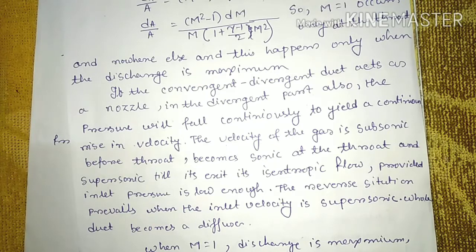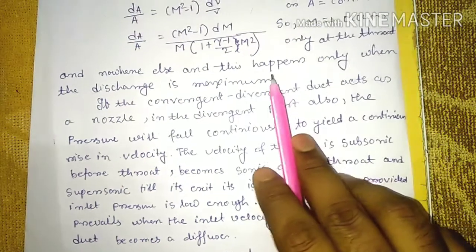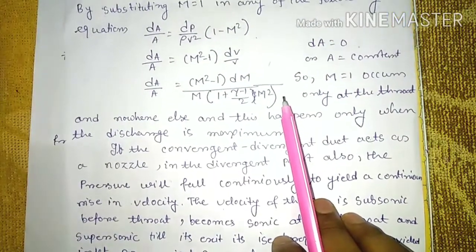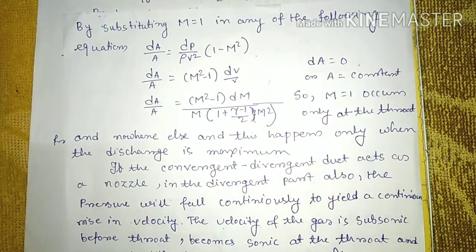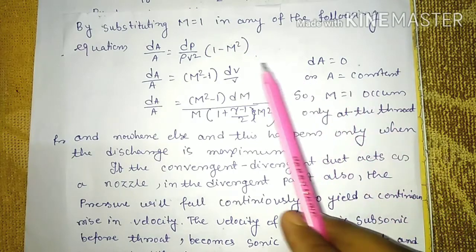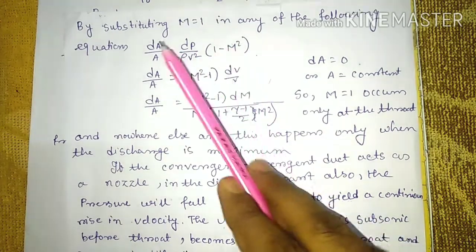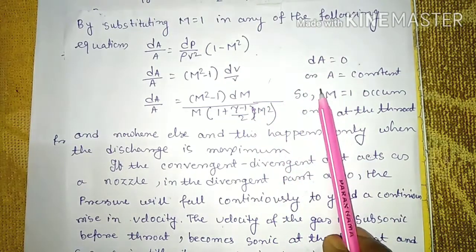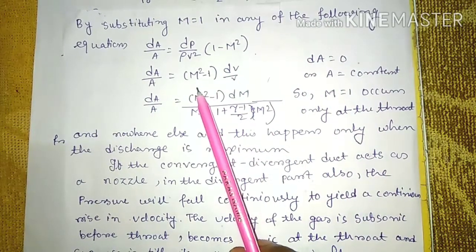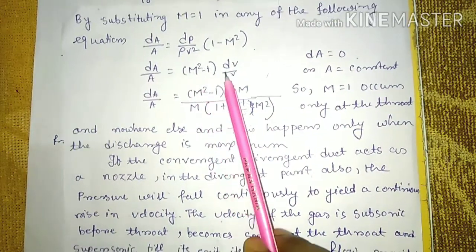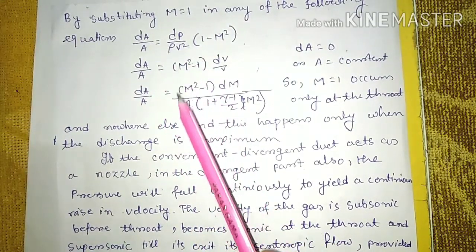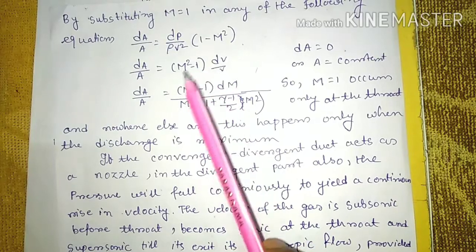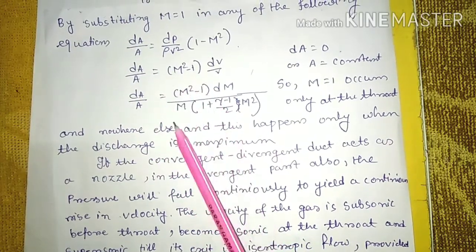Now if the value of M is equal to 1 here, that means this one. dA by V is equal to this one. Now if you put M equal to 1, dA by A is equal to 0. That means A is equal to constant. Similarly, if you put M equal to 1, this equation becomes 0, so dA is equal to 0, A is equal to constant. Similarly, dA by A is equal to 0, A is equal to constant.